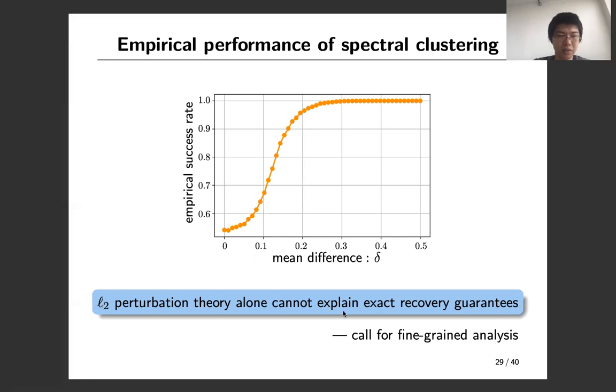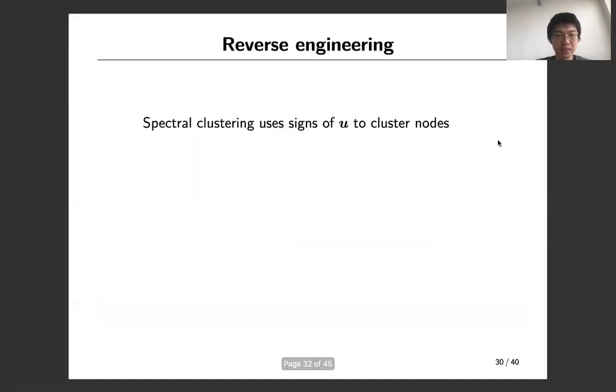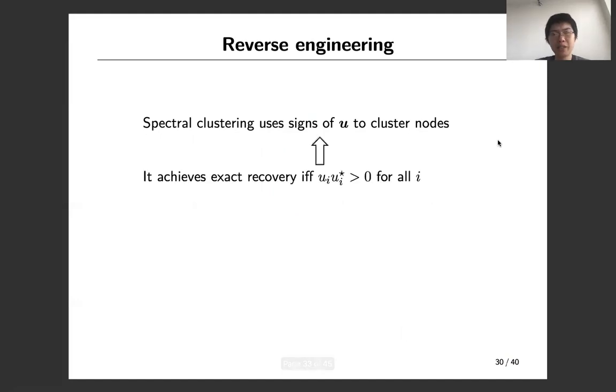This exact recovery phenomenon cannot be simply explained by the L2 perturbation theory we just introduced, and it calls for a fine-grained analysis. But what's the fine-grained analysis we are seeking? Let's do a bit of reverse engineering. We know that spectral clustering uses the signs of the eigenvector U to cluster the nodes. And that means the spectral method will achieve exact recovery if and only if the sign of U i and the sign of U star i are the same. That's a simple observation.